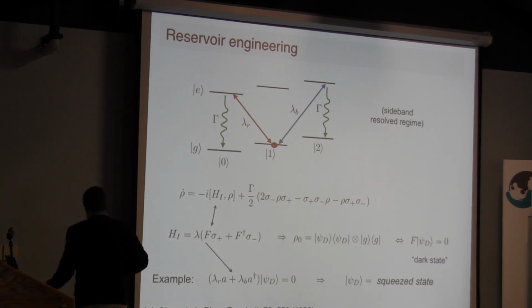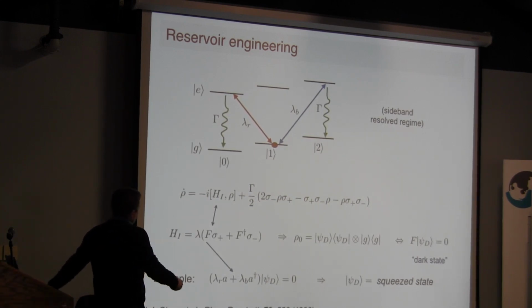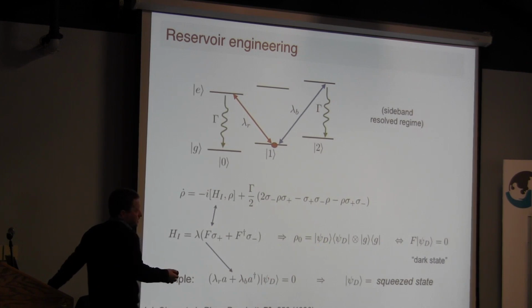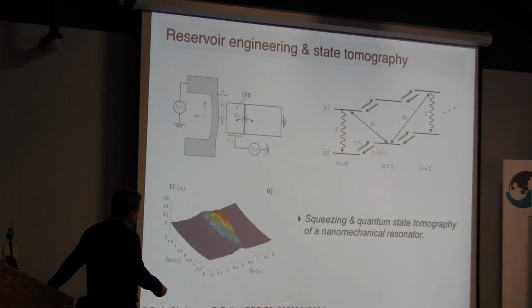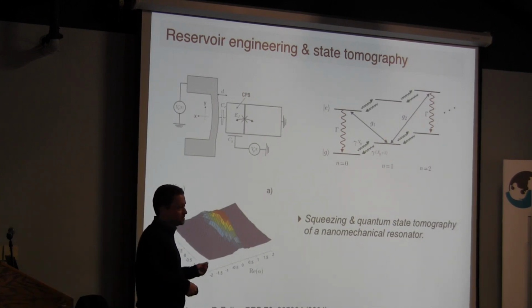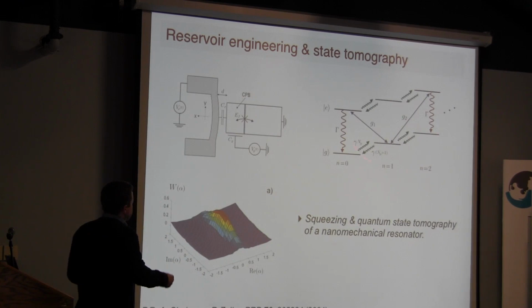So this is a very, very nice idea. It was first described as squeezing by reservoir engineering, to squeeze the state of a trapped ion. I mean, a trapped ion has a lot of other ways to do the squeezing, but this was one of the first ideas in this direction, to apply these ideas to mechanical systems. I think in this case it's a nice way to produce a squeezed state, because you start from this linearized simple coupling, switch on your coupling fields, and simply bump into this squeezed state.